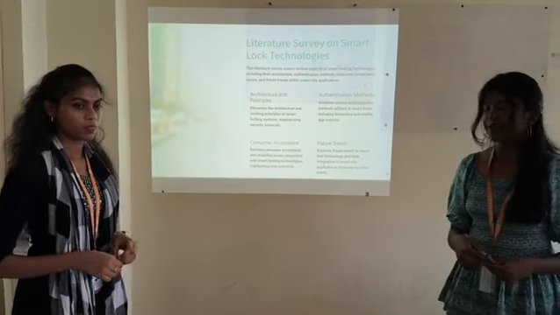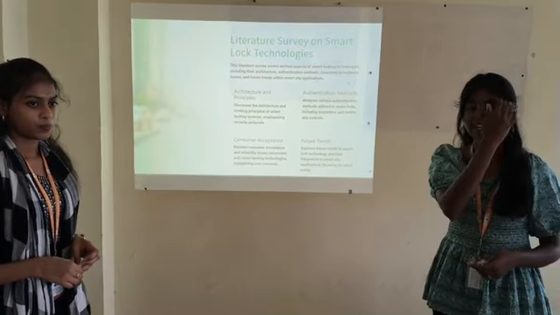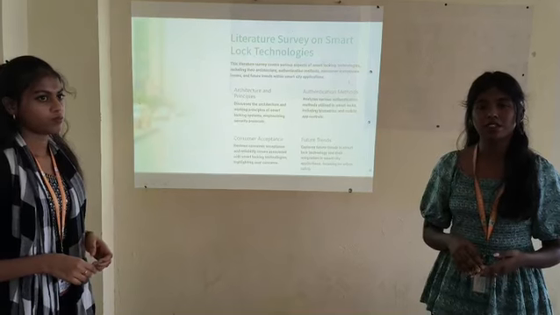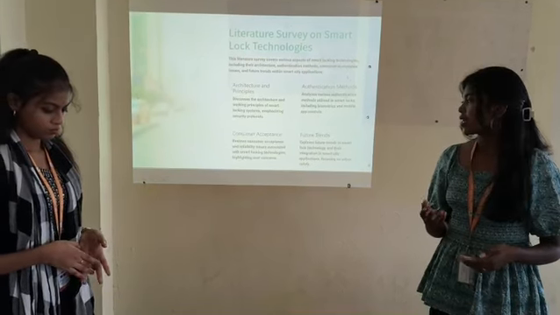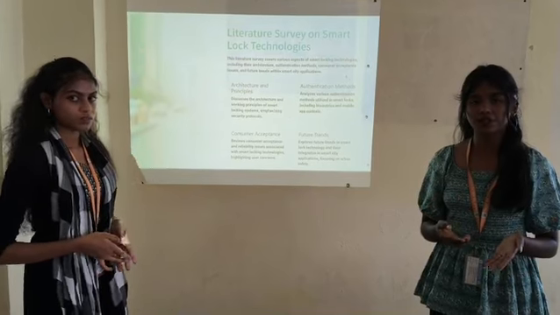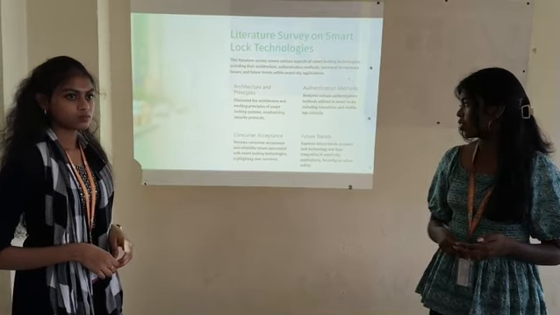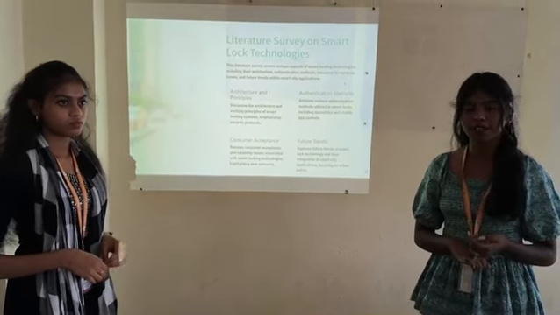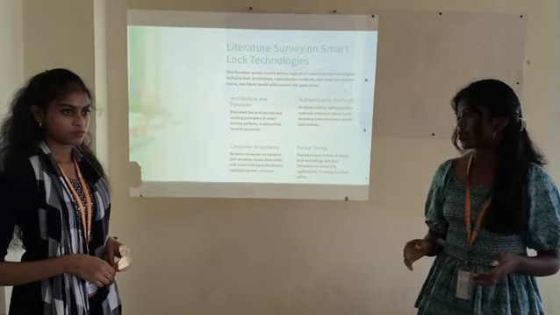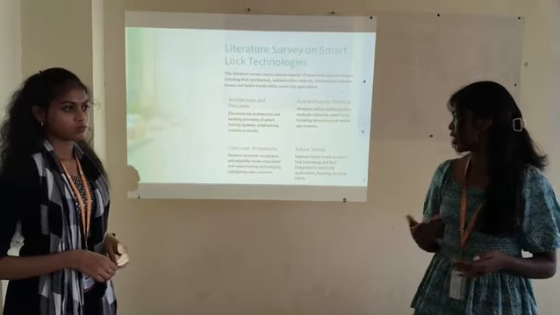Next, consumer acceptance. The customer might get afraid, mainly about cyber security, like someone might hack their phone and take over their lock. For that, we use two-step authentication so that no person will be able to access our lock.